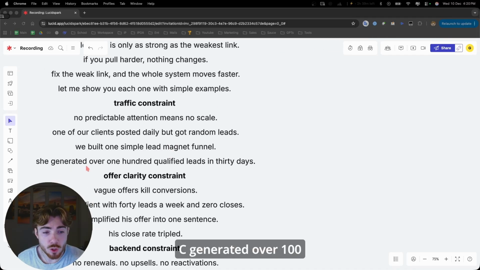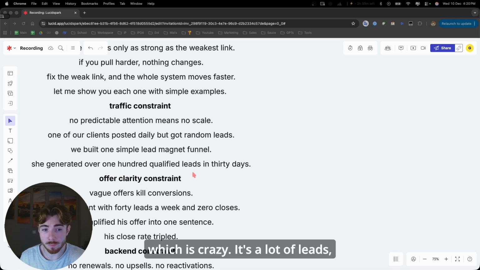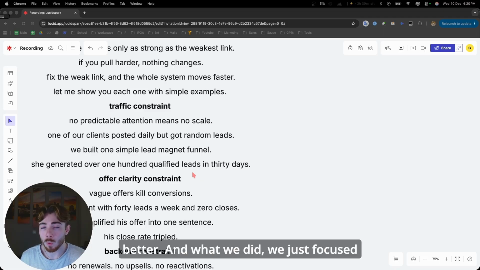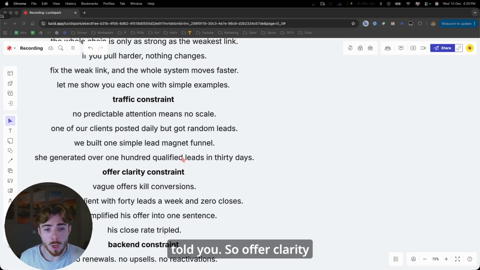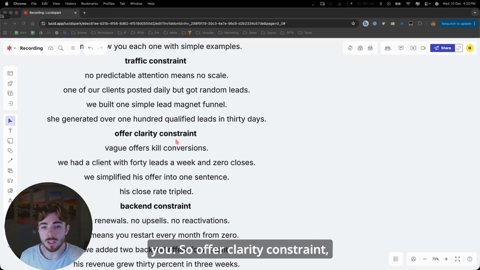So basically, he generated over 100 qualified leads in 30 days, which is crazy. It's a lot of leads, especially for a high ticket offer, and it was genuinely working better. And what we did, we just focused on simplicity, as I told you. So offer clarity stays. I should actually add some screenshots to be fair with you. So, offer clarity and offer constraint, right?